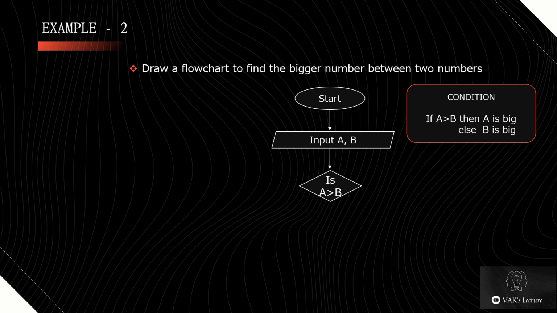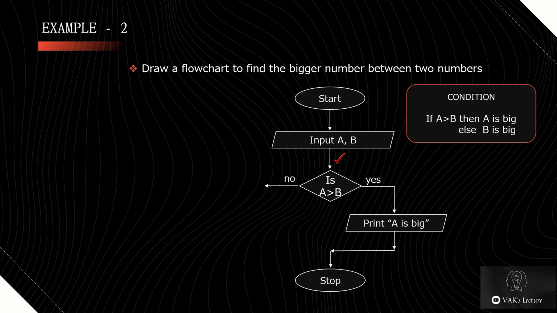A decision box has one input line and two output lines. Among these two output lines, one is yes and the other is no. If it is yes, that means the condition is true, and we move to the right hand side. Here it is written print A is big. This print statement is also an output statement, that's why it is also enclosed within the parallelogram. After printing, this line will move to stop.